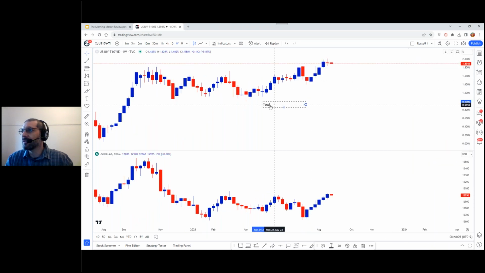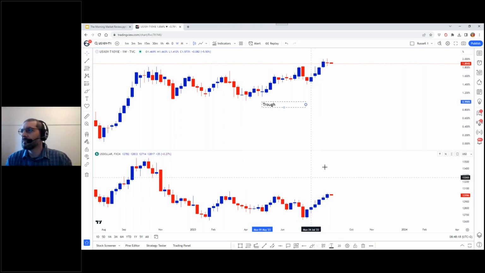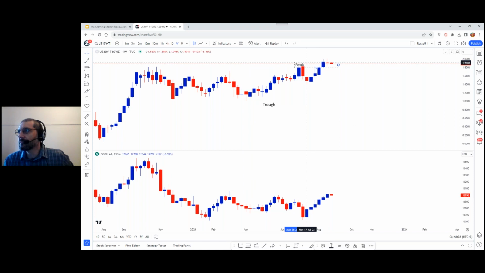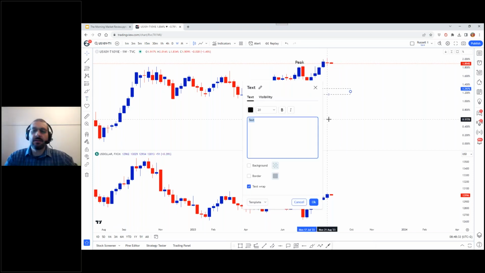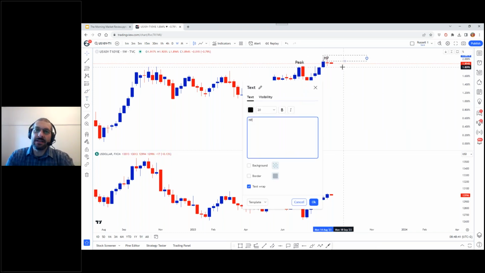So you can put in our reference trough here. Let me try that again. Okay, we can put in a reference peak here. Once we have the references in, here's the higher trough. I'm just going to make it HT. And once we get the HT, well, if it follows with an HP, a higher peak, that's an uptrend.